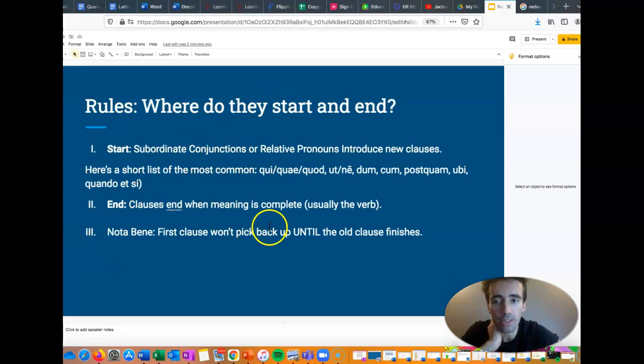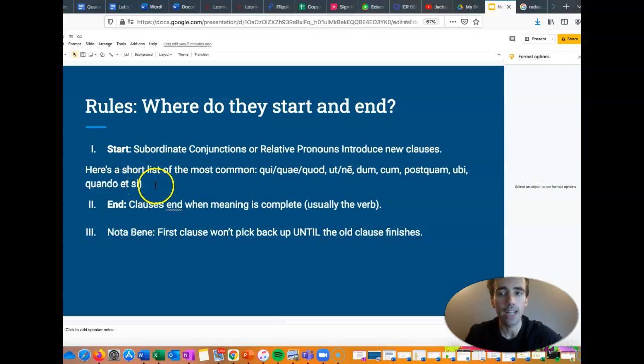Nice. So, quick review of the rules. Where do subordinate clauses start? At a subordinate conjunction or a relative pronoun. Here's a short list. Qui, quae, quod are relative pronouns, and then ut, ne, which introduce subjunctive usages, a lot of subjunctive usages, which we'll see soon. Dum, while. Cum, which can mean when, since, or although, when not followed by the ablative, and we'll review that later this term as well. Postquam, after. Ubi, when. Quando, another word for when. Ubi can also mean where. And si, which means if, a conditional, which will be one of the other things we review this term.